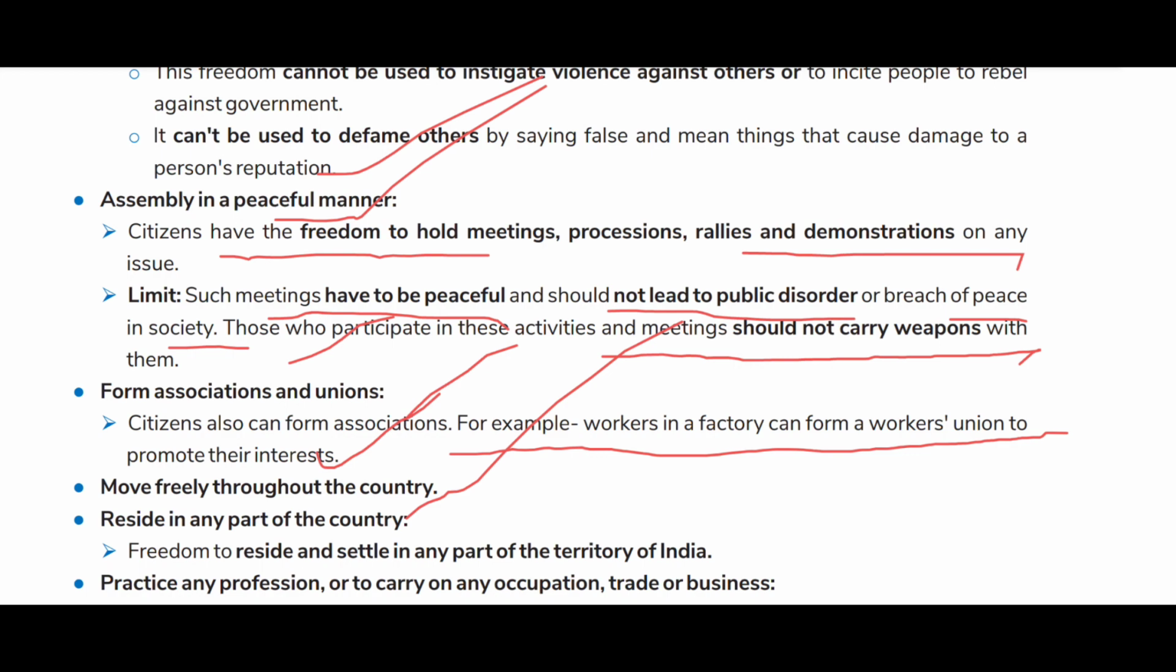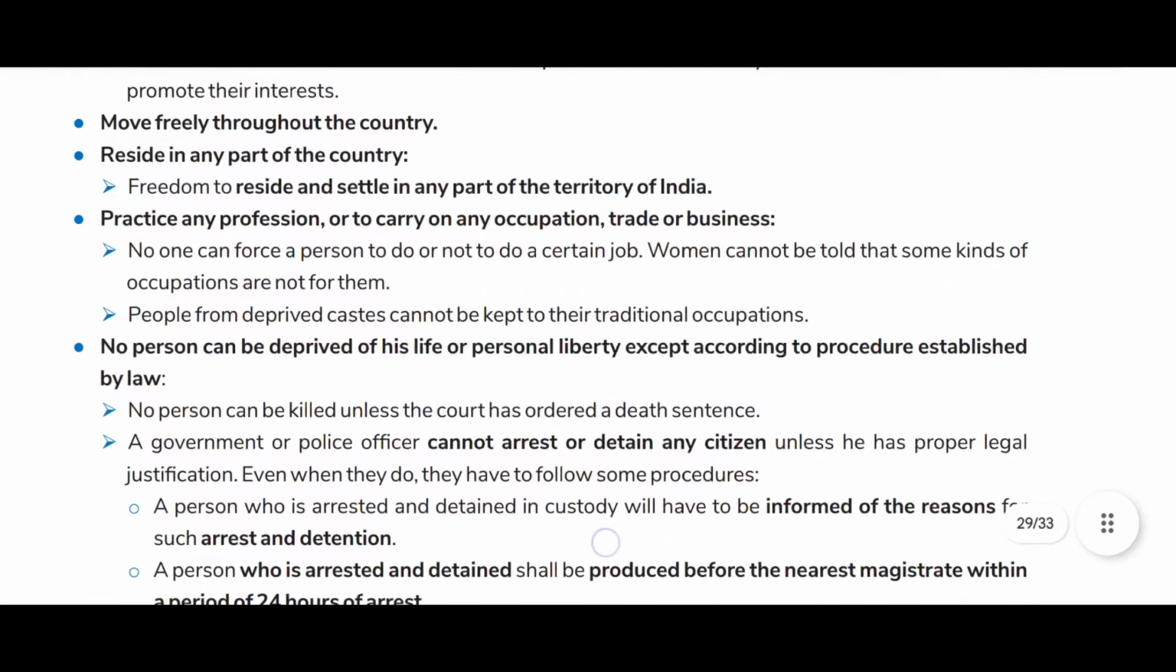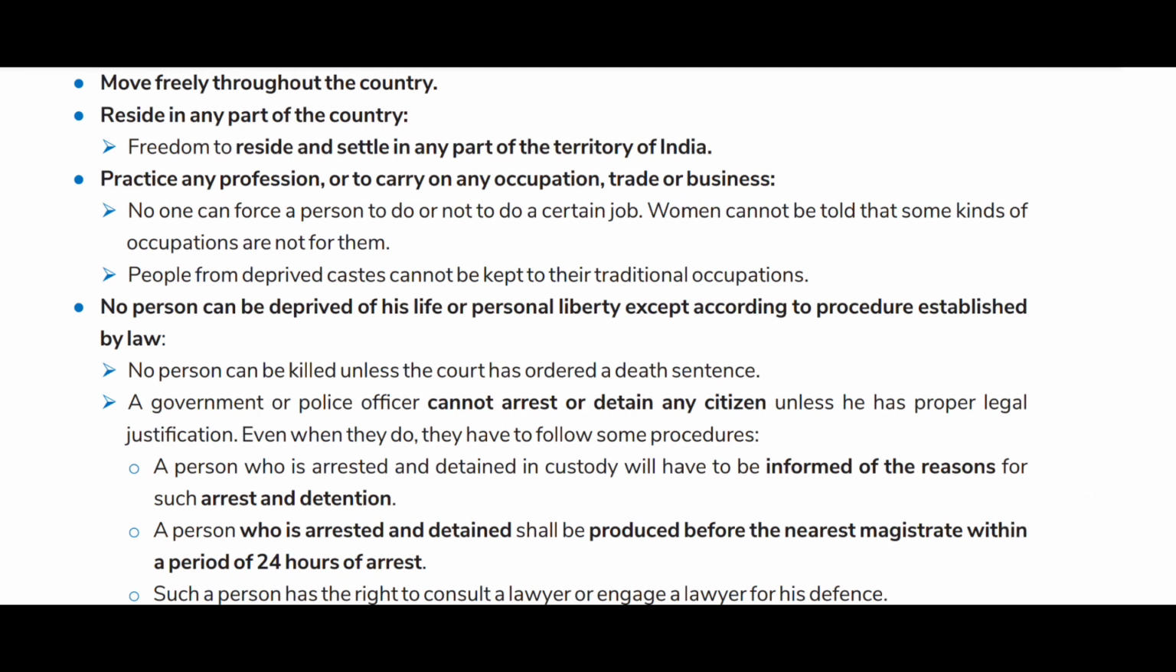Move freely throughout the country, reside in any part of the country, freedom to reside and settle in any part of the territory of India, practice any profession or carry on any occupation, trade or business. No one can force a person to do or not to do a certain job. Women cannot be told that some kinds of occupation are not for them. People from deprived castes cannot be kept to their traditional occupation.